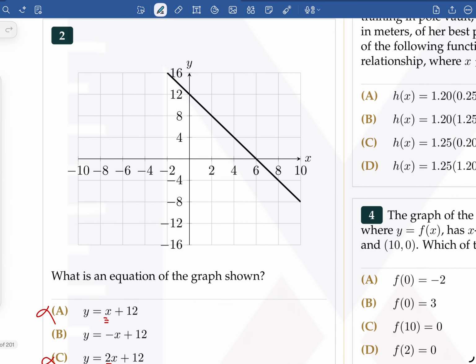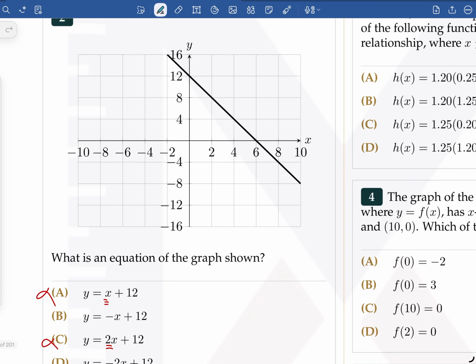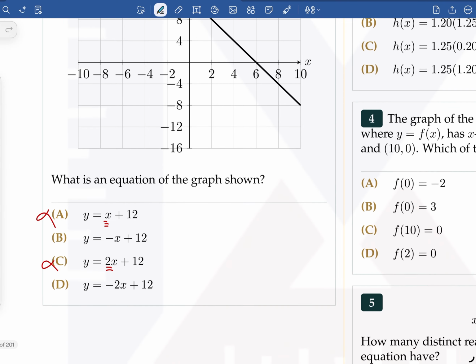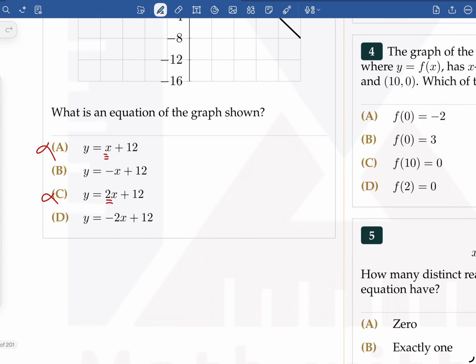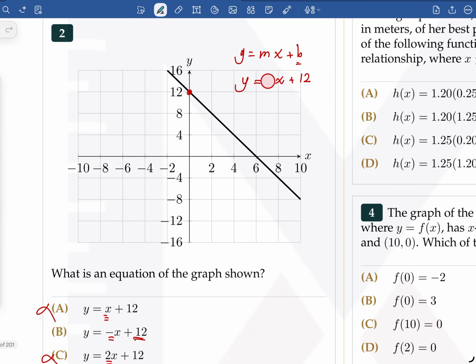The slope is negative, but the y-intercept is a positive number, which is 12. So y is equal to mx plus b is our slope-intercept form of the equation. b is 12, so y is equal to something x plus 12, and the number beside x must be negative. How can we search in the options? We have plus 12 in B and also in D, but here -1 and here -2. So our task now is to get the slope.